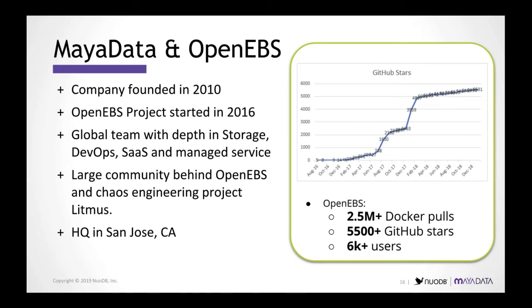Headquartered in San Jose, California, with a large development office also in Bangalore, with great top-tier investors. And today, a little bit over 2.5 years since we started the OpenEBS project, we have a large community behind OpenEBS, and also another project that we started, chaos engineering, called Litmus, also growing. Very active Slack community, tens of thousands of clusters deployed currently with OpenEBS, and still an actively growing community.